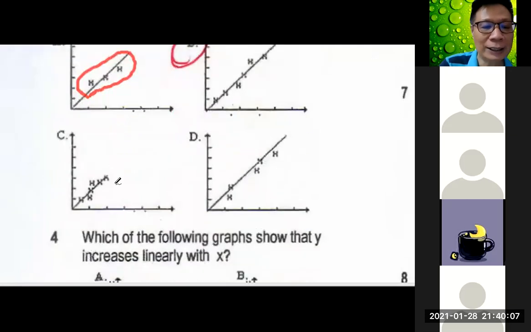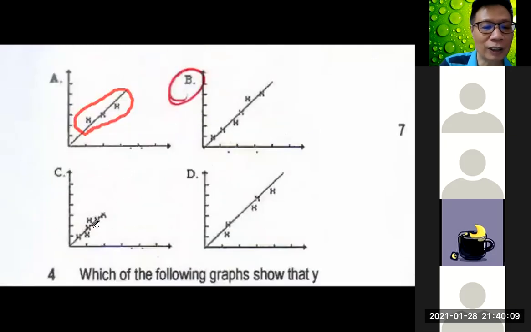Okay, C. Why is C wrong? C has 5 points, but it is still wrong. Or why? Why is C wrong? Jonathan.